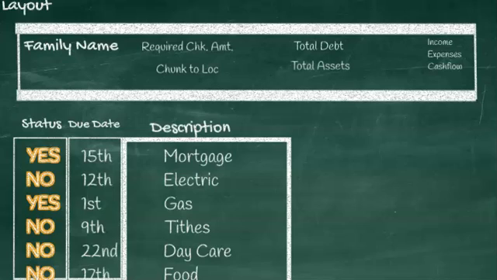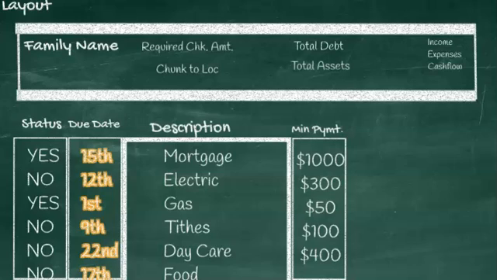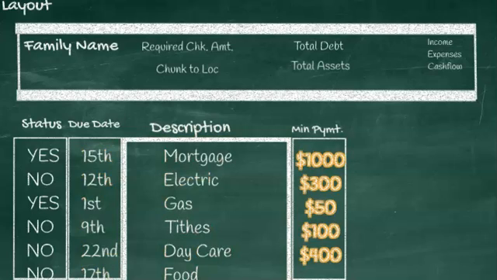Next, it will be like the description of all the bills. And I might do data validation on this, but I won't lock it. That way people can enter their own descriptions. Then I usually enter the minimum payment field. There's where you'll just enter all of your minimum payments for the month.